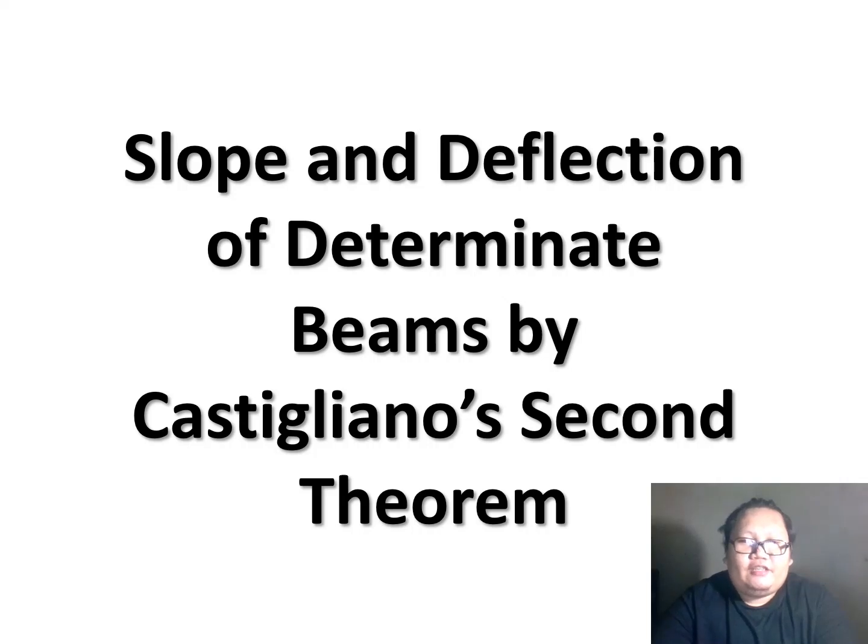Slope and deflection of determinate beams by Castigliano's second theorem. This method is basically just the same as the virtual work method. It's just that it simplifies the integration of a certain segment by not having any virtual beam anymore. Instead, we are going to place immediately the virtual load to which deflection or slope are being asked.